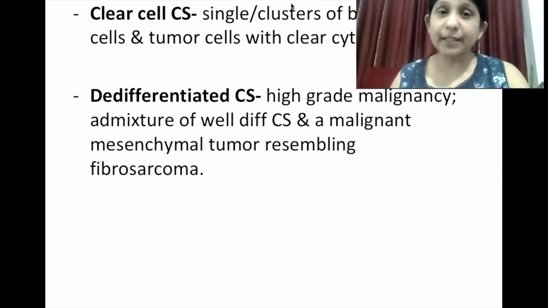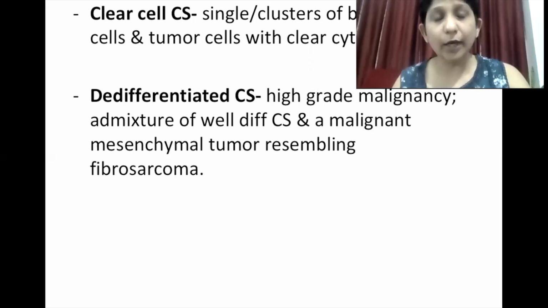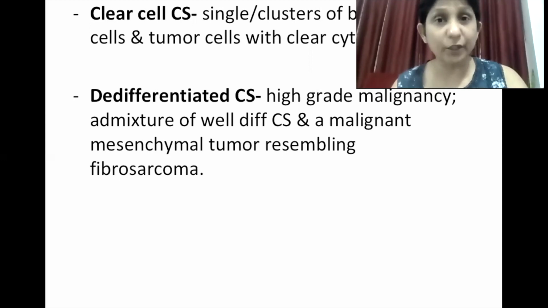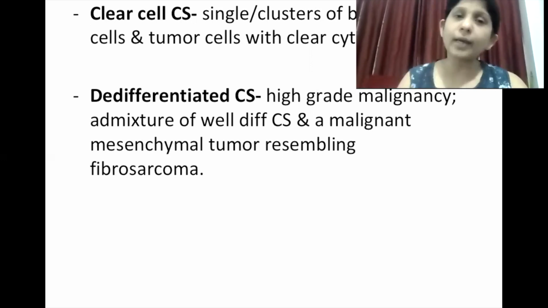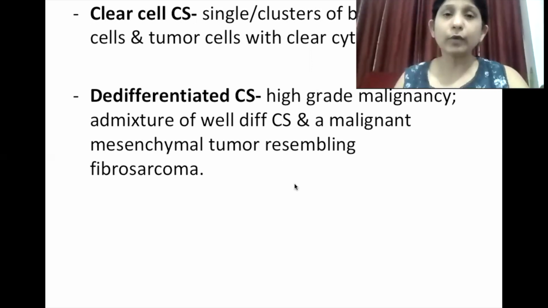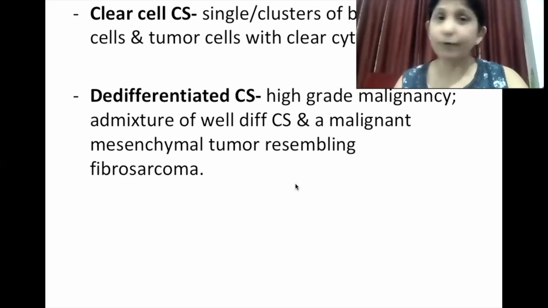The next type is the dedifferentiated type. So dedifferentiated is a very high grade malignancy. What I mean by the word dedifferentiated is, differentiation is going one step ahead towards being functionally more mature or a terminal maturation of cells. And dedifferentiation means going back, reverting back to something primitive. So here you will find a mixture of well-differentiated chondrosarcoma along with a malignant mesenchymal tumor resembling a fibrosarcoma.